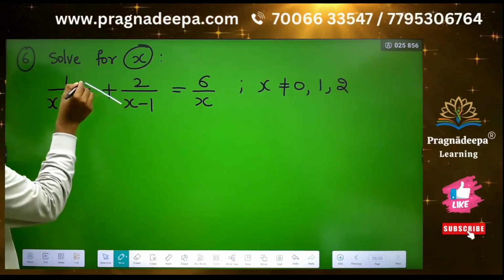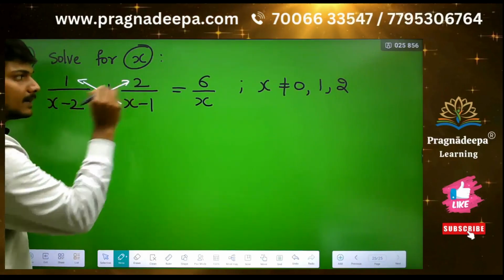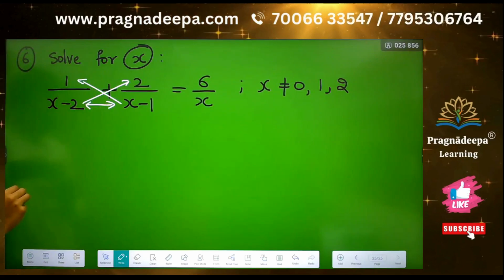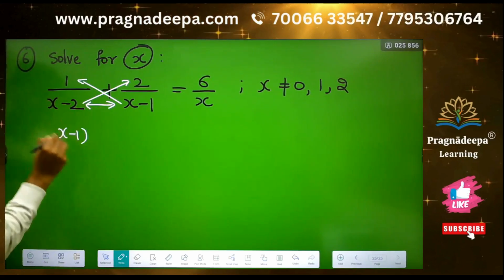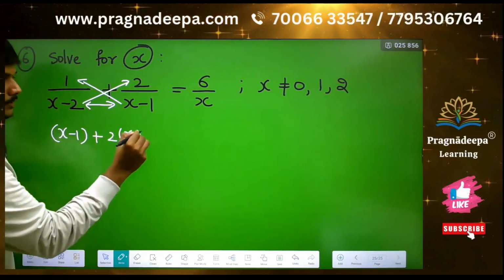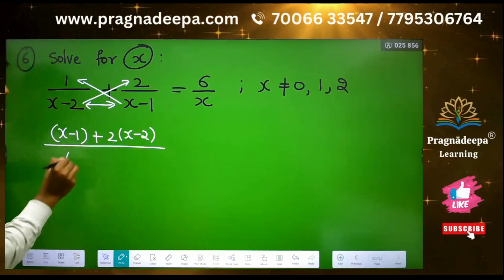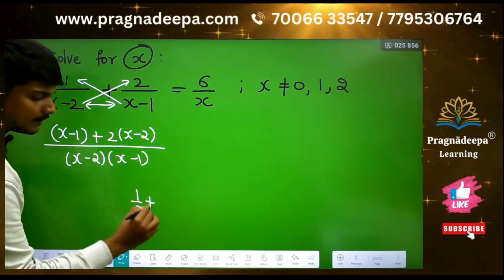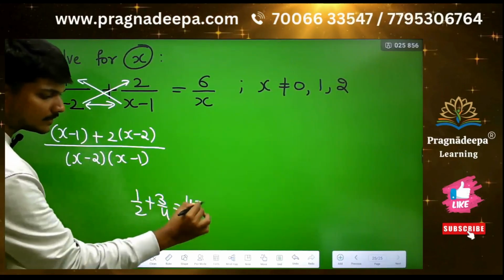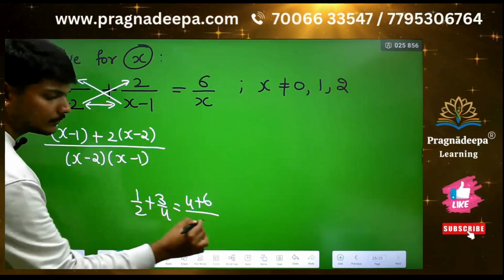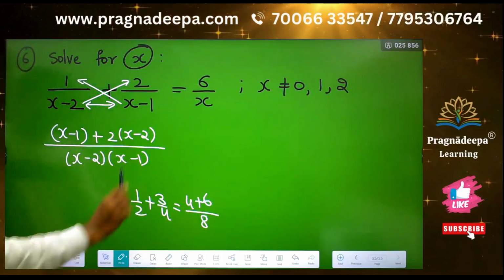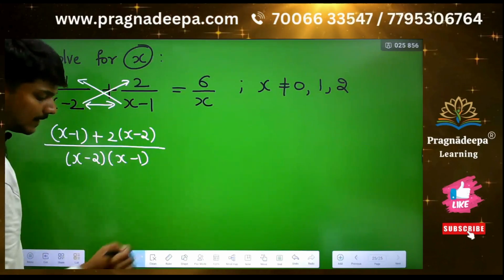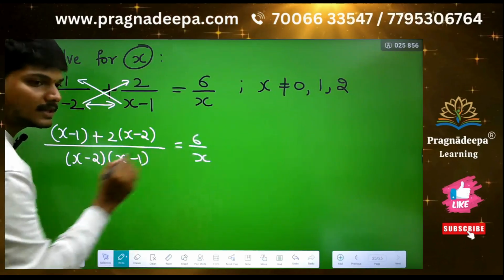So x minus 1 is multiplied with 1, x minus 2 is multiplied with 2, and then x minus 2 into x minus 1. Cross multiplication: x minus 1 plus 2 into x minus 2 divided by x minus 2 into x minus 1, just like 1 by 2 plus 3 by 4 means 4 into 1 is 4, 2 into 3 is 6, divided by 2 4s are 8. Which will be equal to 6 by x.